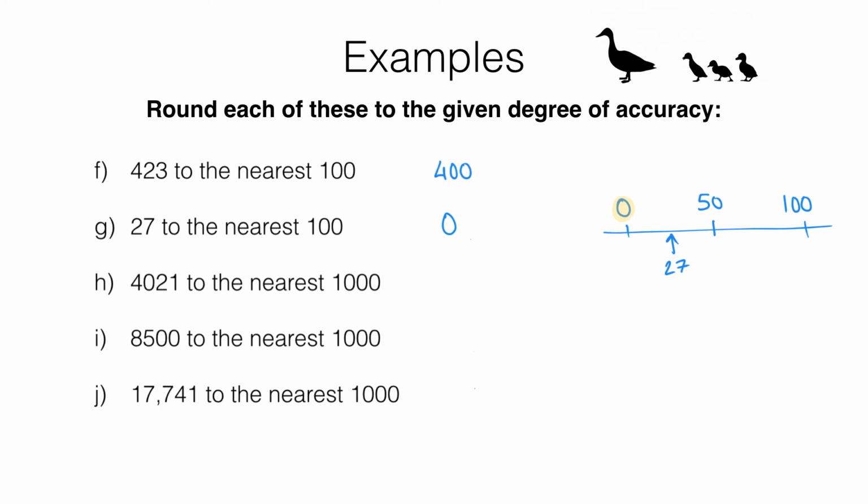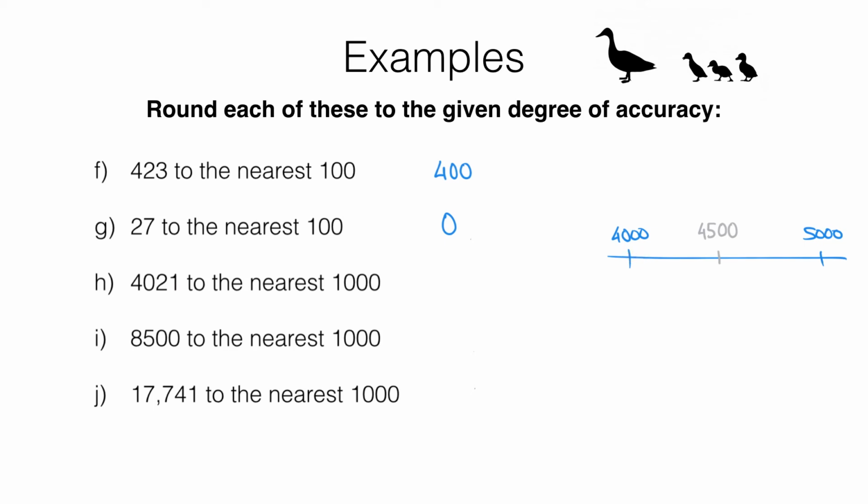Let's move on to H. We've got 4021, and we're rounding this to the nearest 1000. That means our number line is going to be between 4000 and 5000. Those are the numbers in the 1000 times table that are closest to 4021. But which of these is the actual closest? Well, let's think about what's halfway between them. That would be 4500.